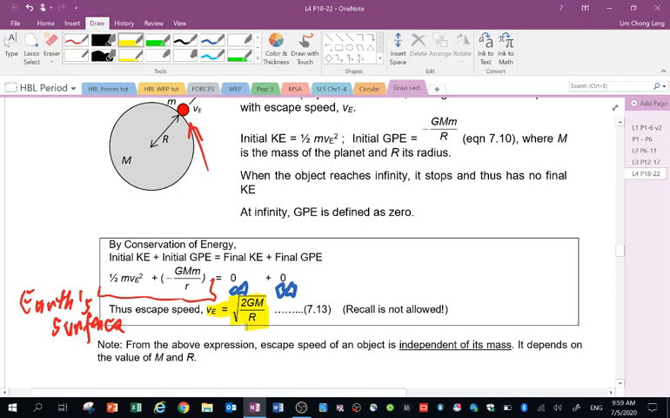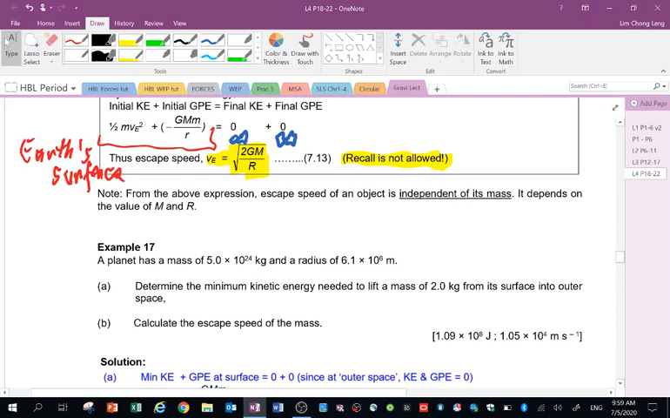Okay, and you are not allowed to recall this equation and apply it unless it is an MCQ question. So every time if you need this expression, you have to derive it. Okay, so recall is not allowed except for MCQ.